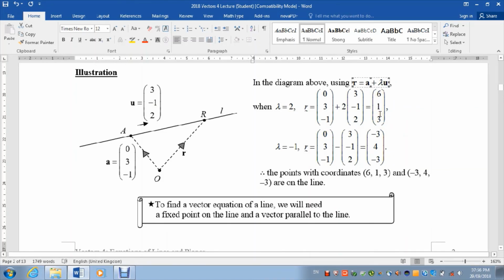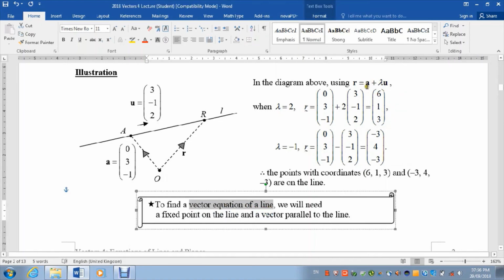So what does this (6, 1, 3) mean? It is the position vector of a point on the line, and this point has coordinates (6, 1, 3). Similarly, when your lambda is minus 1, you plug it into the equation of the line, you get the vector (minus 3, 4, minus 3). This is the position vector of another point on the line with coordinates (minus 3, 4, minus 3).